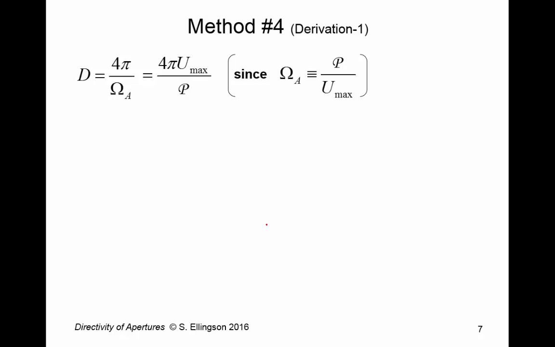So method 4, the derivation. We start off with the expression for directivity in terms of beam solid angle, 4 pi over beam solid angle. Then recall that beam solid angle is given by total power over maximum radiation intensity. That's from a previous lecture. And if we make that substitution, then we get this expression that directivity is 4 pi times maximum radiation intensity divided by total power.